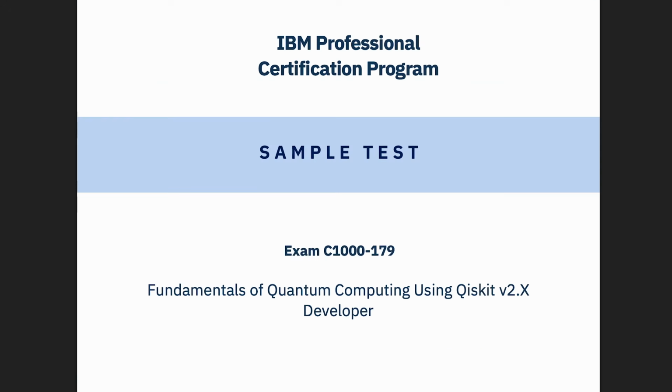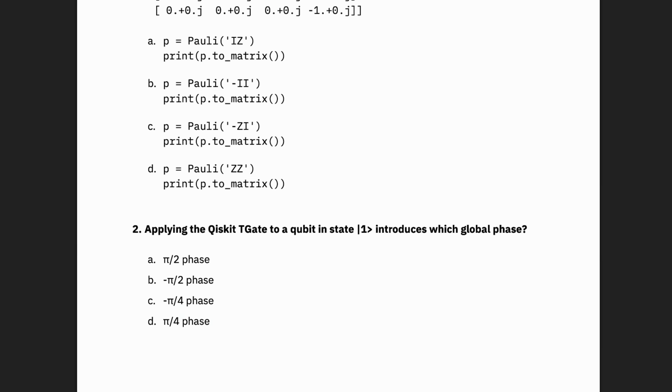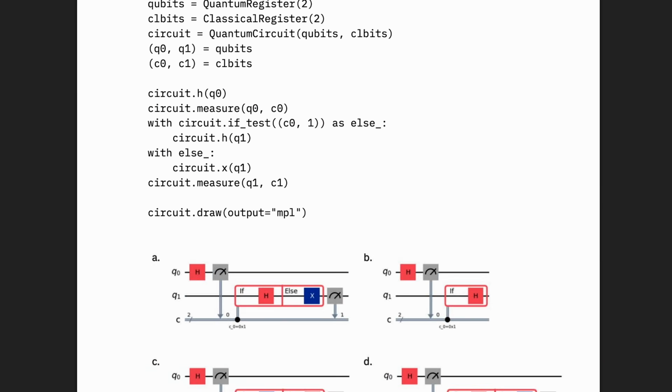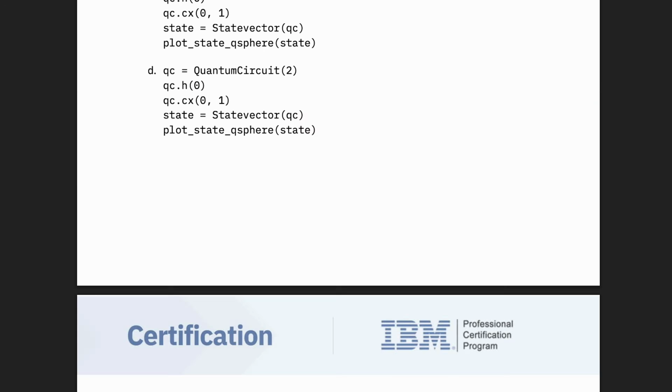But let me be clear, this isn't the kind of test you want to walk into unprepared. The exam is 90 minutes long with 60 multiple choice questions that test your ability to use and understand Qiskit. Also, you won't have access to resources such as the internet, a calculator, or even paper and pencil. So to give yourself the best shot at success, here's how to prep.